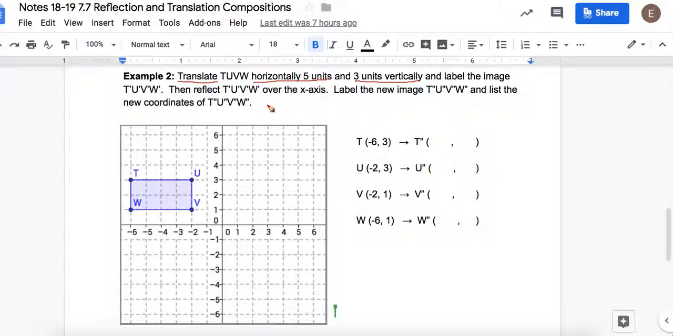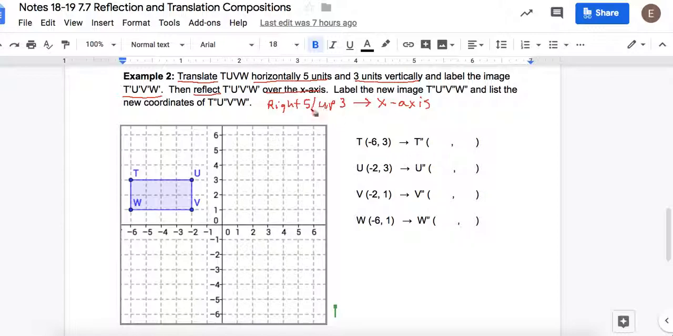Horizontal 5 units would be right 5, and 3 units vertically would be up 3 because it's positive. And then we're going to label that T prime, U prime, V prime, W prime. Now we're going to reflect that shape. After we go right 5, up 3, we're going to reflect that over the x-axis. So let's draw an arrow for our second transformation, and we're going to do it over the x-axis. And then we're going to label that T double prime, U double prime, V double prime, W double prime, and we're going to list the coordinates.